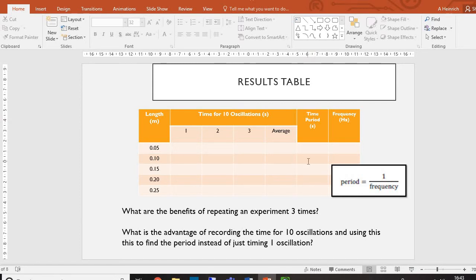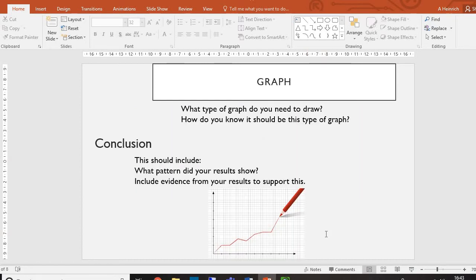So what I'm looking to see is a graph with those 5 main points that we always include: title, axes, correct labeling of the axes, and also the linear scale, so that means it's equally spaced, correct data points, and then a conclusion to your experiment as well. What pattern did your results show? Include evidence from your results to support this. So you need to write a conclusion to your experiment.